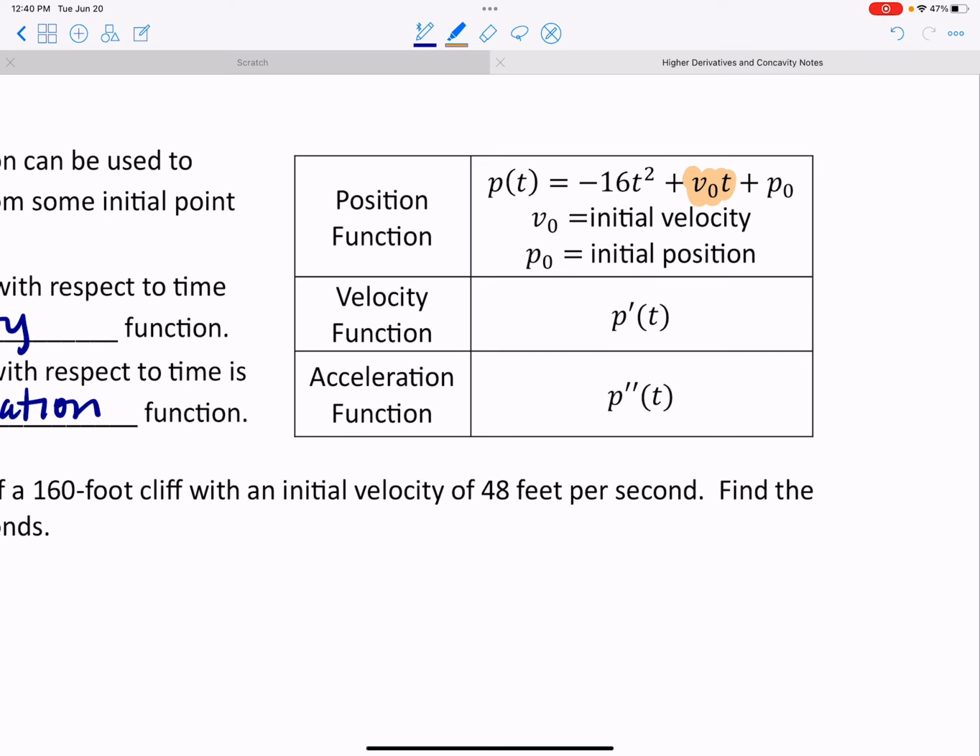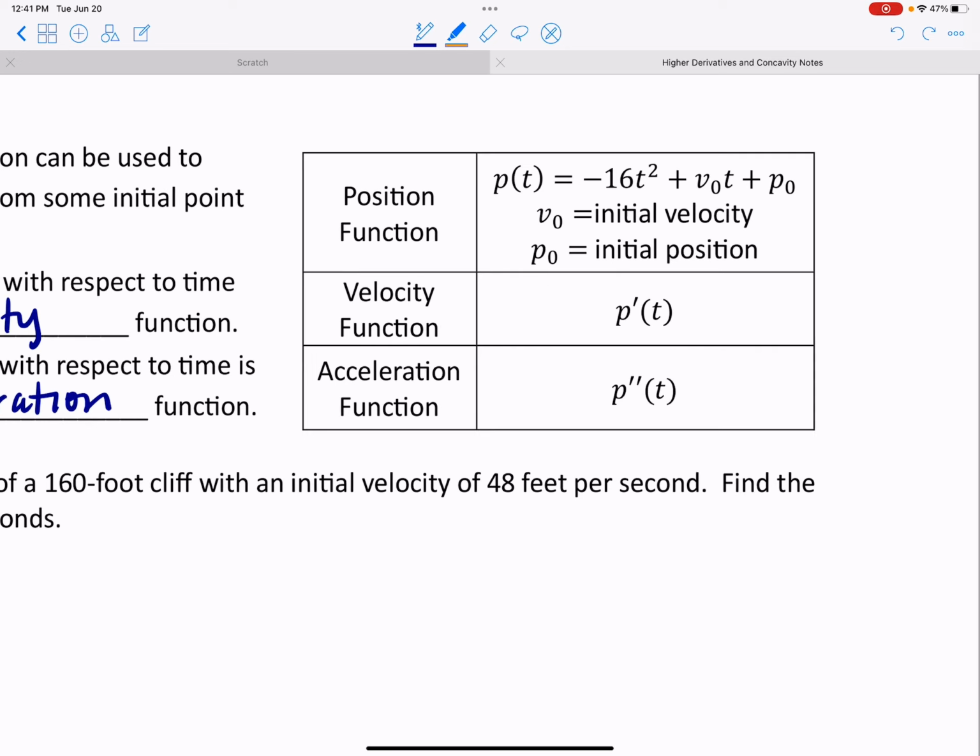Like if you throw a ball, maybe you throw it with some initial velocity, but if you're stopped at a stoplight, then your initial velocity is going to be 0, so that might not be there. And then p of 0, just your initial position, like where are you starting? Are you starting at a point of 0? Are you starting 150 feet off the ground? What's your initial starting point?